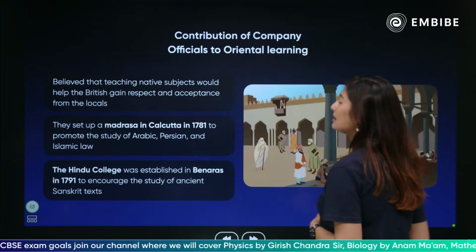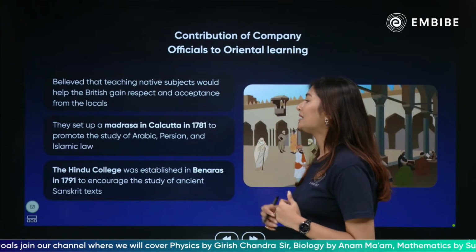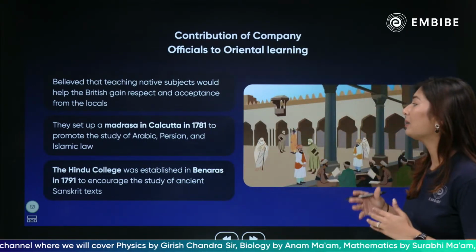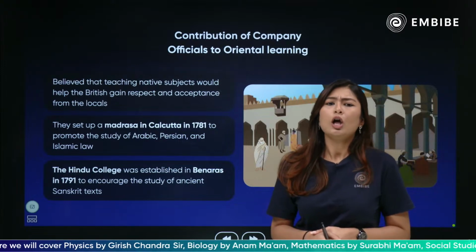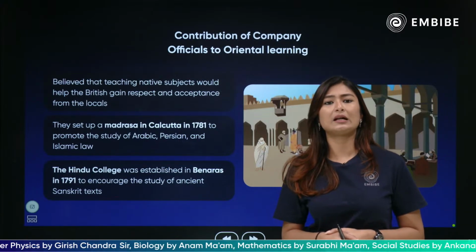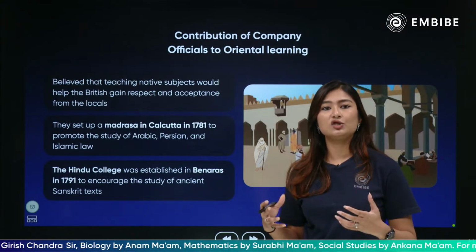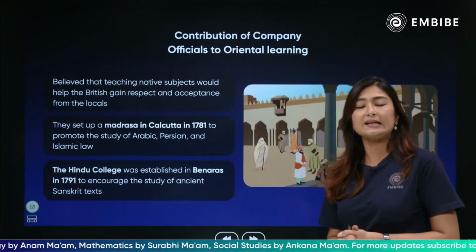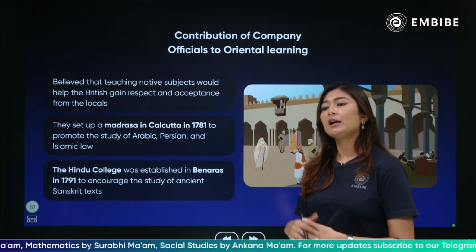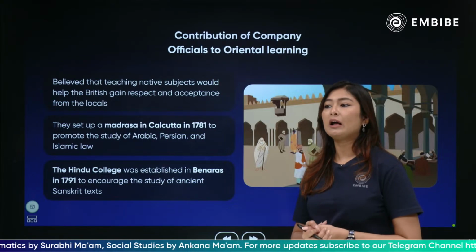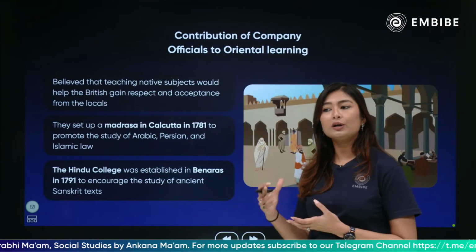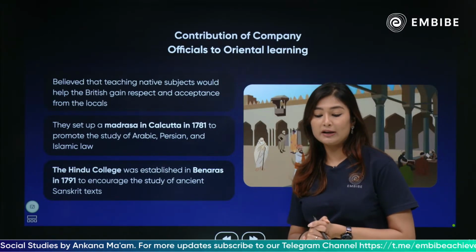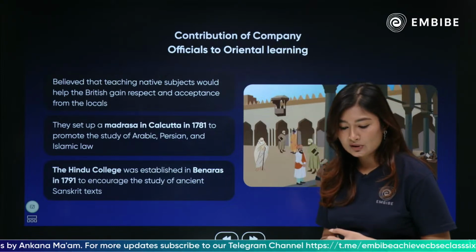They set up a madrasa in Calcutta in 1789 to promote the study of Arabic, Persian and Islamic law. तो बच्चे, हमें पता होगा मदरसा basically Islamic religious schools कह सकते हैं. तो उन्होंने मदरसा कलकत्ता में क्यों सेट किया? कि भैया जो बच्चे पहले से ही अगर मान लो कुरान पढ़ रहे, कुछ पढ़ रहे, तो they are already aware of these languages, they are already familiar with these languages, right?